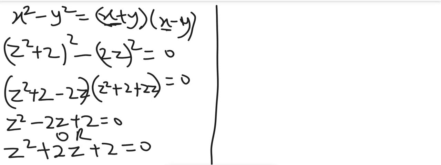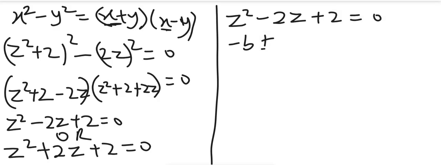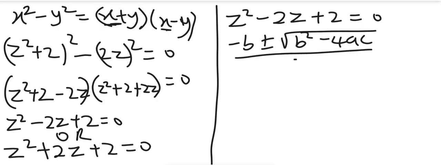Don't forget the question from the beginning. I told you it's complex numbers. So the discriminant will be less than 0. B squared minus 4ac should be less than 0. So I have z squared minus 2z plus 2 equals 0. Let me use the quadratic formula. You remember, minus b plus or minus square root of b squared minus 4ac, divided by 2a. This gives us z.